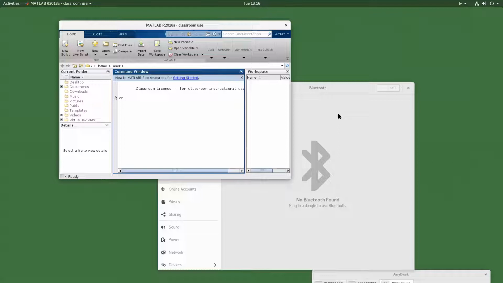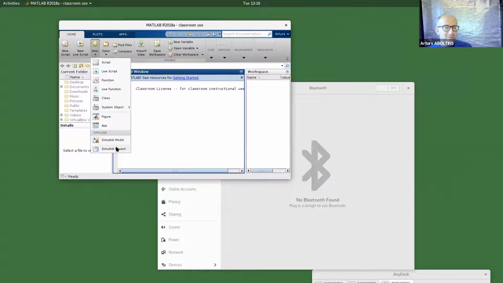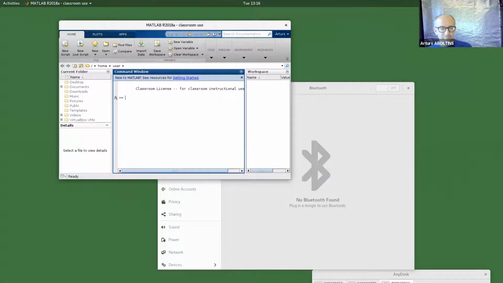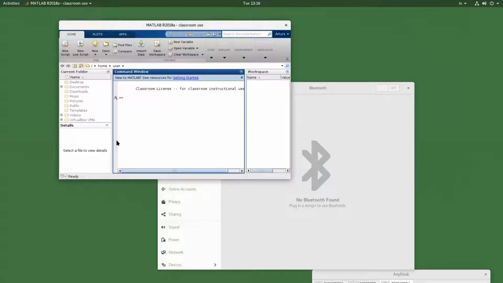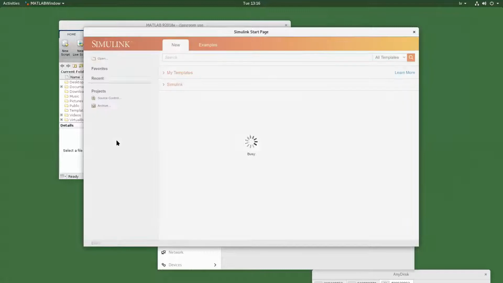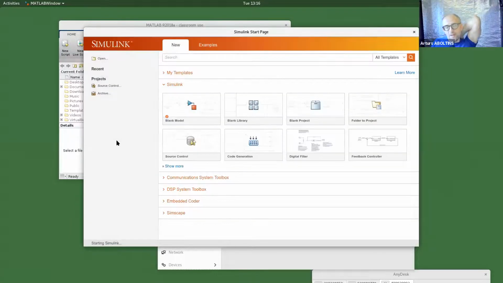Yeah, but it's working very nice. Now I go New, Simulink model, blank model. Yes, blank model. Then it's better to switch off this automatic time.